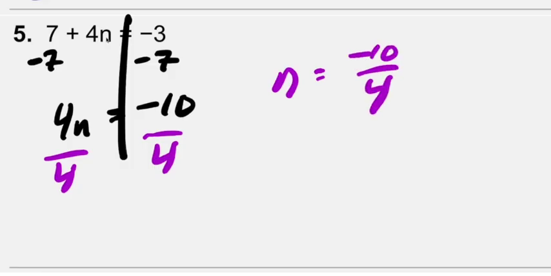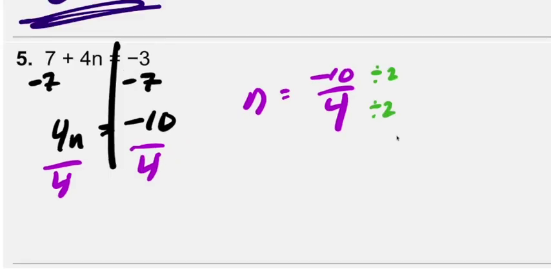We could reduce this though. These are both even, so we can actually reduce it. We're going to divide both of them, top and bottom, by 2. So we get -10 divided by 2 is -5. And 4 divided by 2 is 2. And then I cannot reduce it. These have nothing in common. I can't reduce anything further. So my complete answer is -5 over 2.